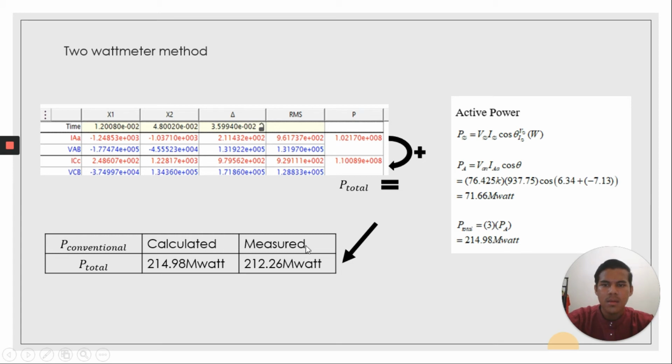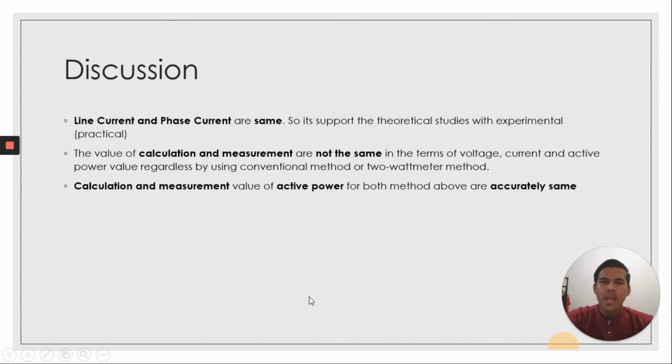As you can see here, both values are exactly the same as the conventional method. Both methods get the same value. The calculated is also the same, the measured value is also the same. But between the calculated and measured values, they are slightly different.